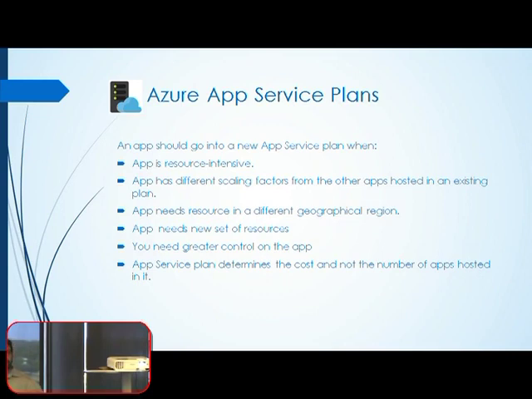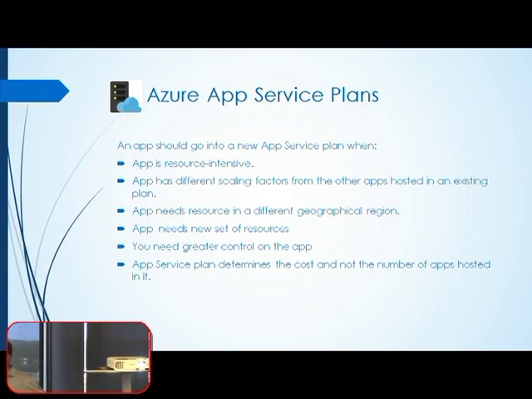I'm going to show how we can do that, but before we jump on to a demo, it's important to understand that when we are going to create an app service, we are going to define an app service plan. We have an option to create a new one, or we can choose an existing service plan. So whenever we choose to create a new service plan, we should understand that the app should be resource intensive, it should have scaling needs different from the other applications, and it should be in a different geographical region from the existing service plan.